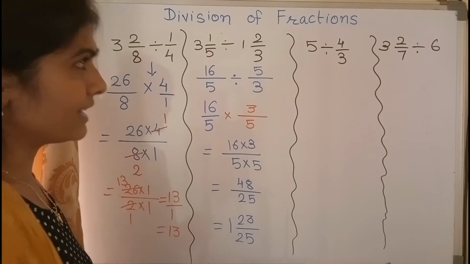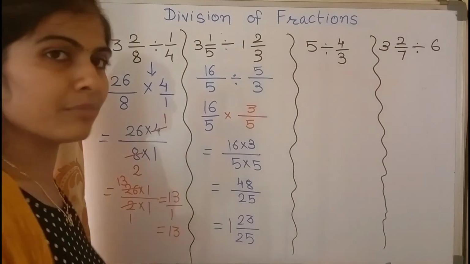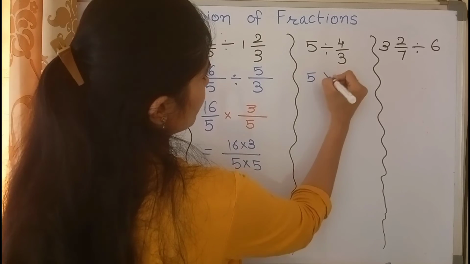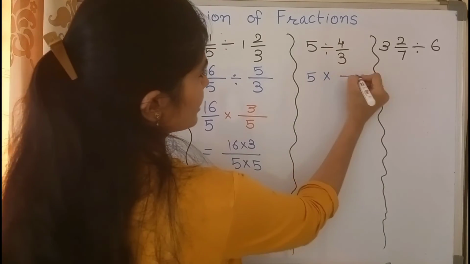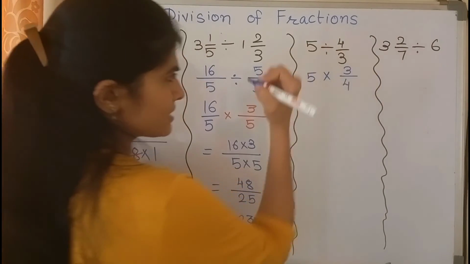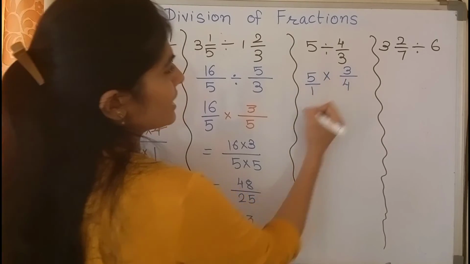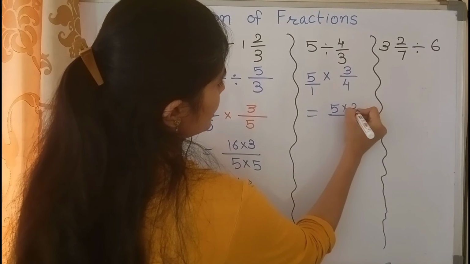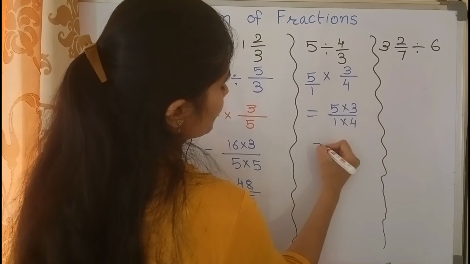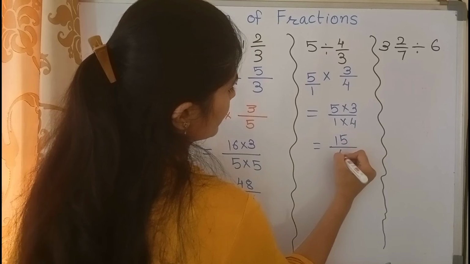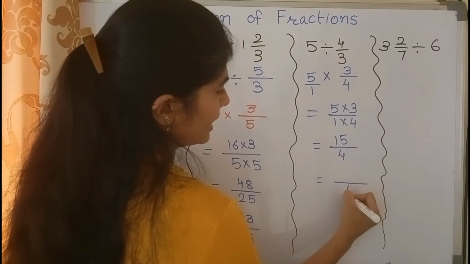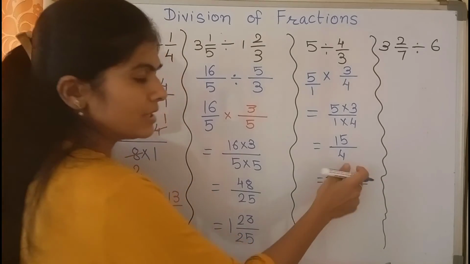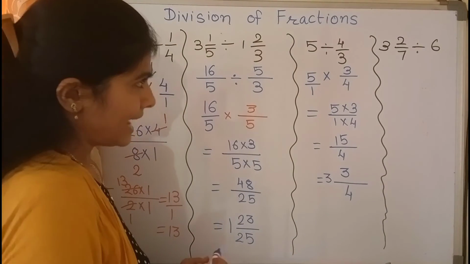Now let's have a look at the next one, in which a whole number is divided by a fraction. So what I can do is, keep this as it is, change the sign of division and write down the reciprocal of it. So it is done. Nothing is there, so I should write 1, so you won't be confused. So 5 times 3 over 1 times 4. So 15 over 4. So I can convert again. 4 3s are 12, 12 plus 3 is 15. So 3 and 3/4 is my final answer.